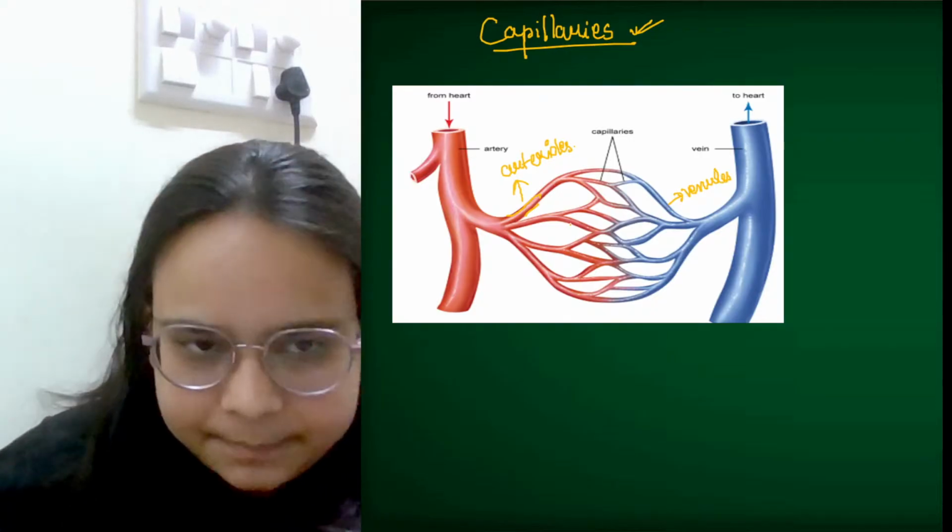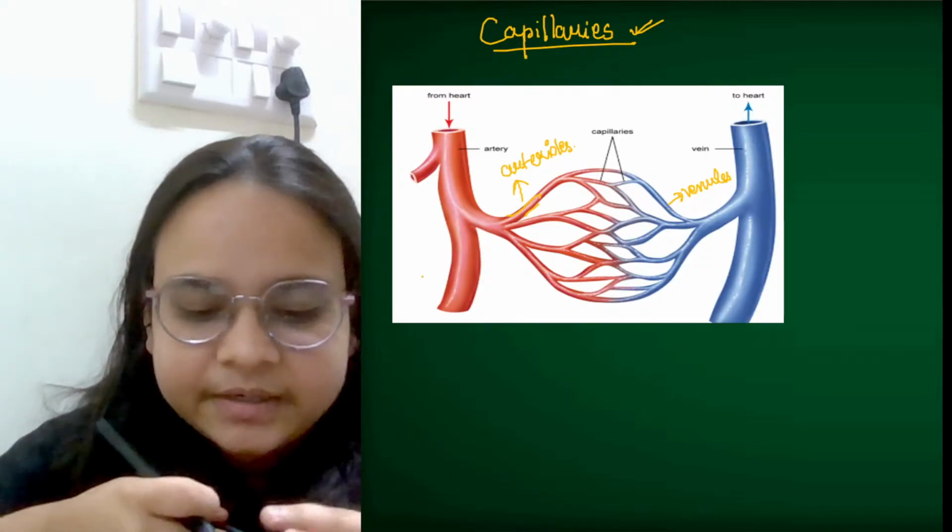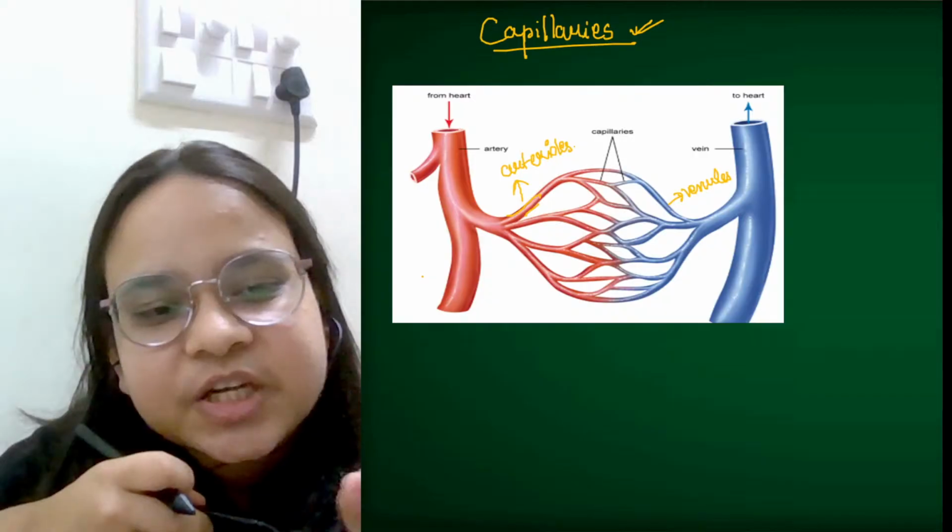Now what happens? Generally, what do arteries do? They bring the oxygenated blood.